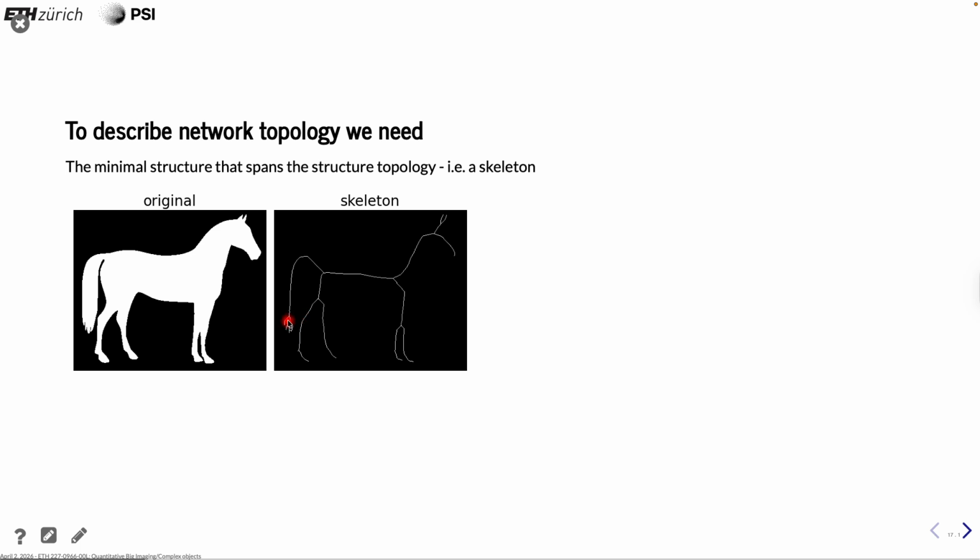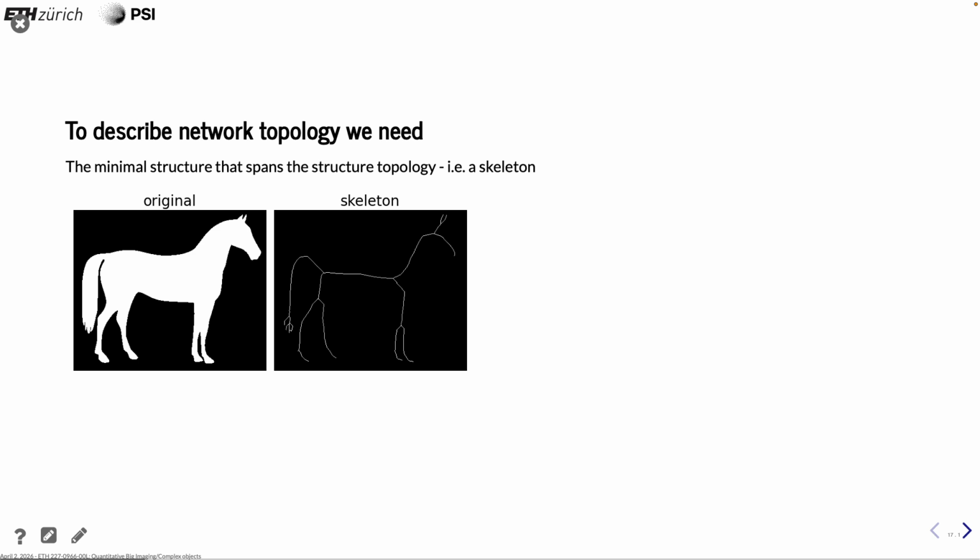And in the tail, it's a bit fuzzy because you can see here that there are some kind of gaps in the structure. But in principle, you could grow it out and get the horse back again. Probably a bit fatter horse, but anyway, you can grow it out to become a horse again. So this is the kind of minimal structure we are looking for.